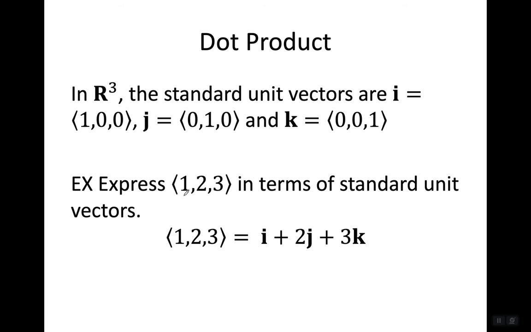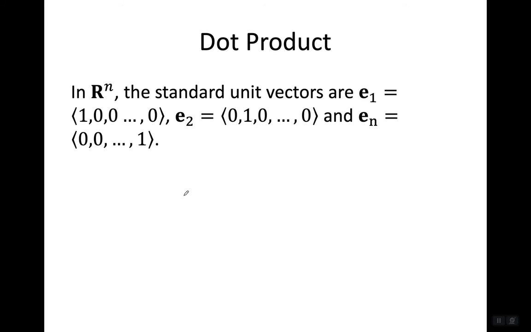In R3, the standard unit vectors are i equals 1, 0, 0, j equals 0, 1, 0, and k equals 0, 0, 1. So express 1, 2, 3 in terms of standard unit vectors. That's just going to be i plus 2j plus 3k. In Rn, the standard unit vectors are e1 equals 1, 0, 0, ..., 0, e2 equals 0, 1, 0, ..., 0, and en equals 0, 0, ..., 0, 1.